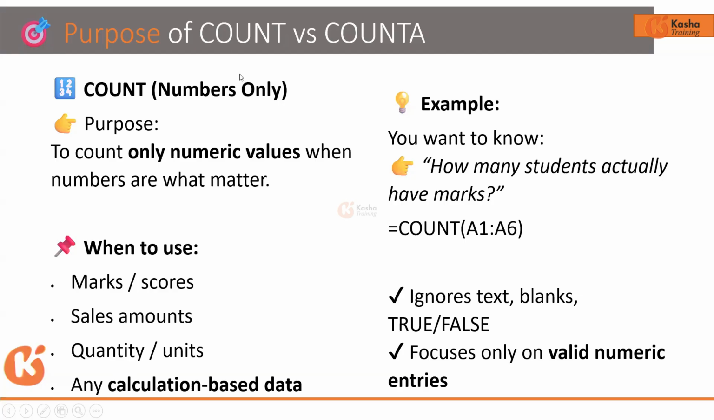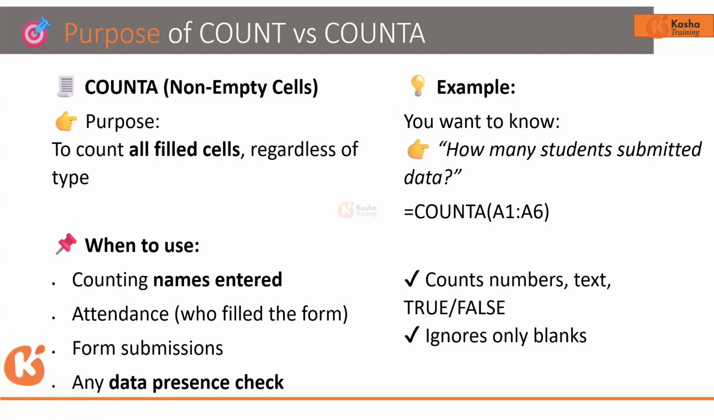And let's also see what is the purpose we can use COUNTA for. COUNTA counts all the non-empty cells except for the blank ones. So in this case, the purpose is to count names, center, attendance, and also form submissions. So any data presence which is there, it will check. Like in this case, how many students have submitted data? It will give you all those results, except for the blank cells. So these are the purposes for which we use COUNTA.